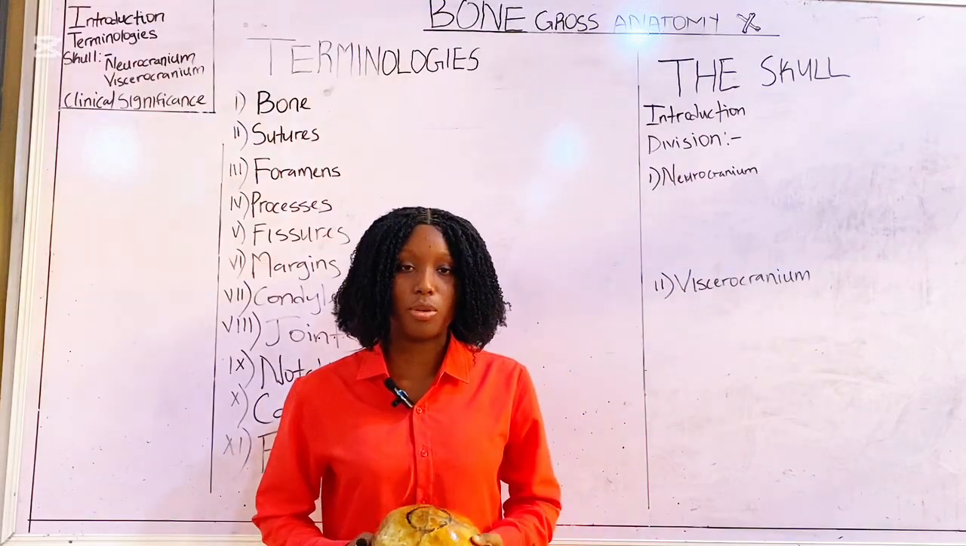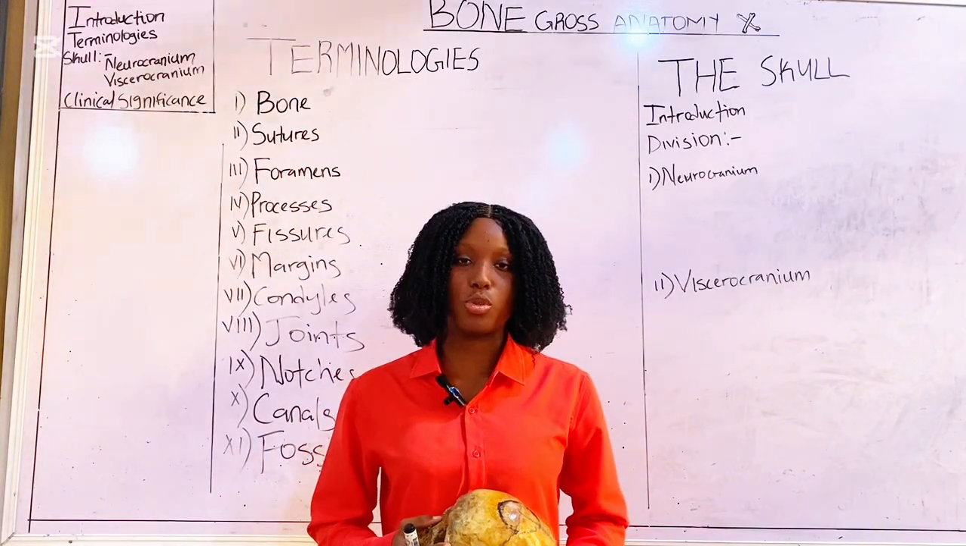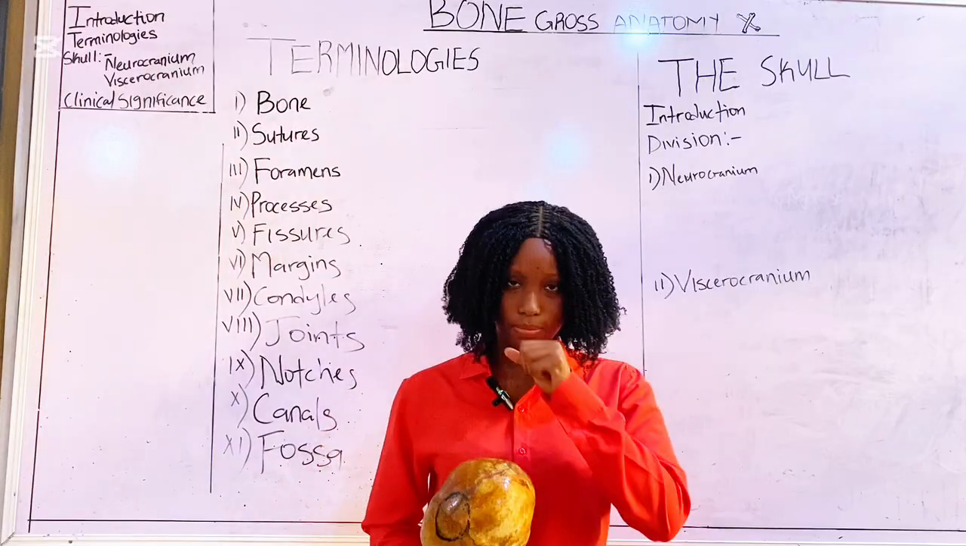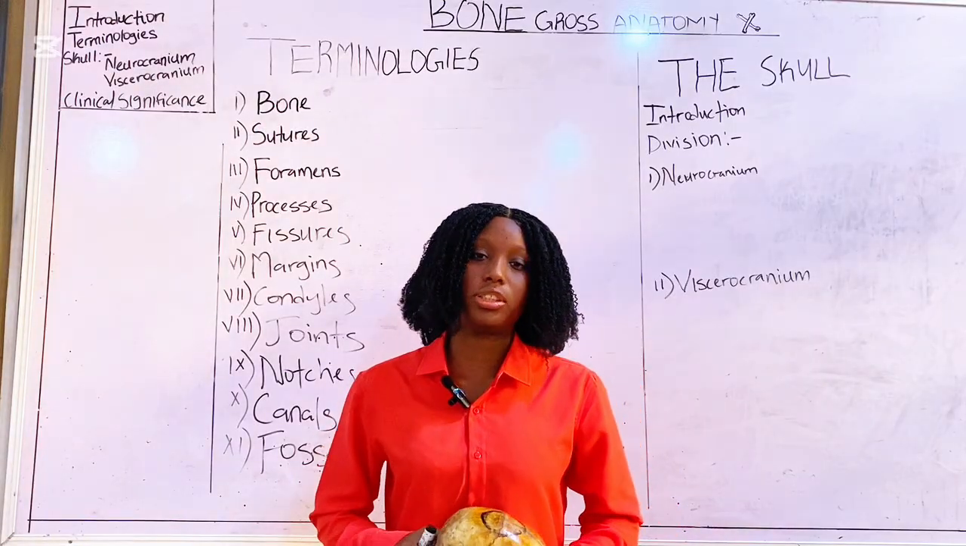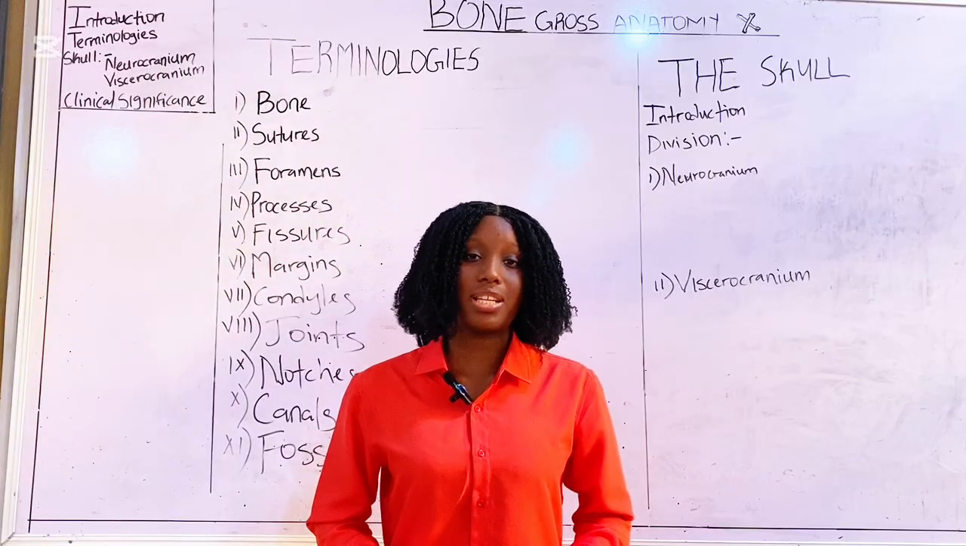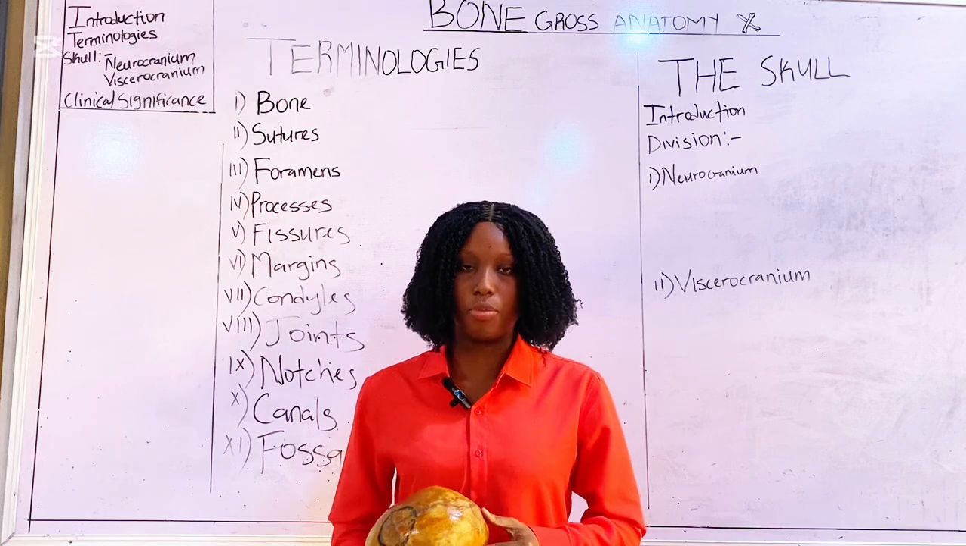Today we're going to be talking about the gross anatomy of a bone. A bone is a tissue that comprises the skeletal system. Now that tissue is composed of other types of tissue. Bones are important in our everyday lives, and one of their most important functions is that they serve as a point of attachment for muscles to enable movement.